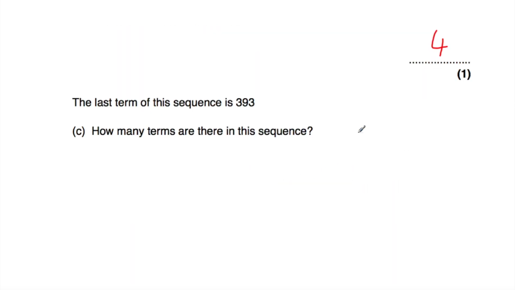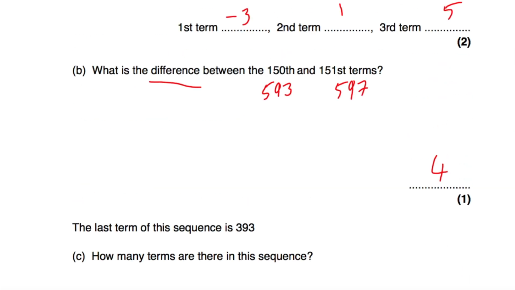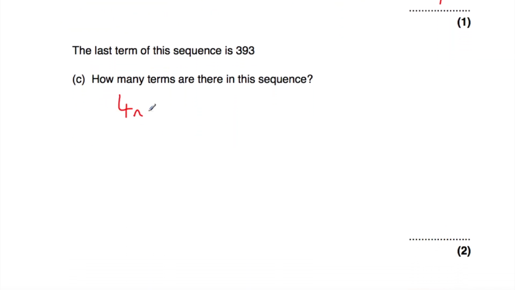And then if we carry on, we're told the last term in the sequence is 393. How many terms are there in the sequence? So the nth term is 4n subtract 7. So 4n subtract 7. And that's the last term in the sequence. So if we put it equal to 393 and solve that equation, the value for n you get is what term number that is. And we're asked how many terms there are in the sequence. Well, that'll be your answer, n.